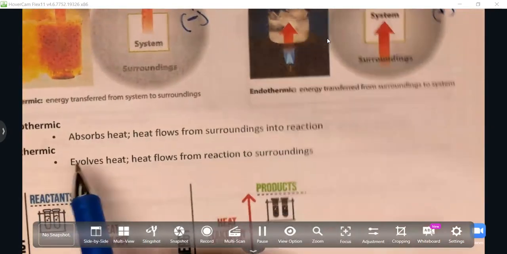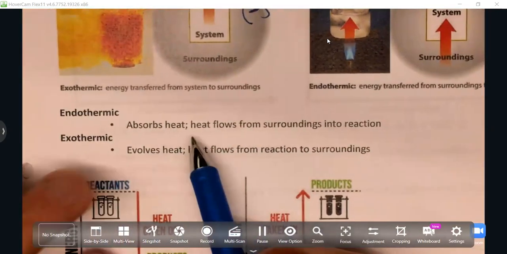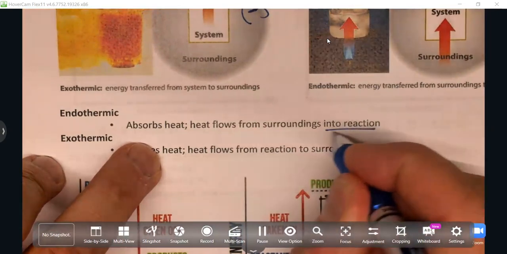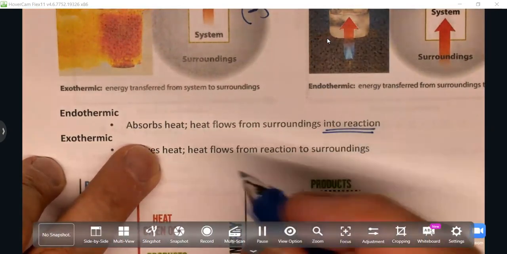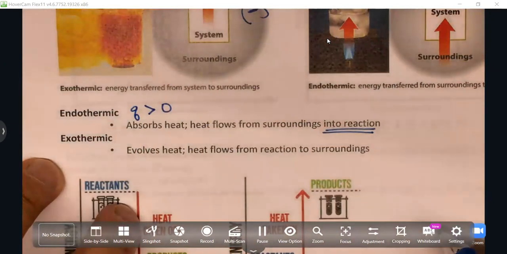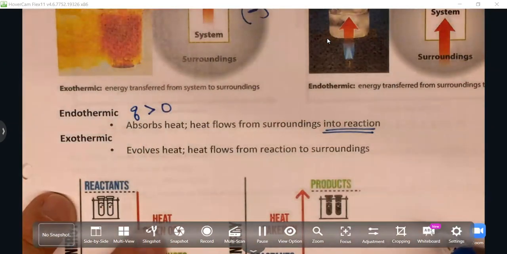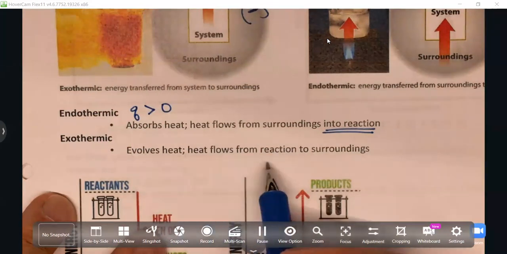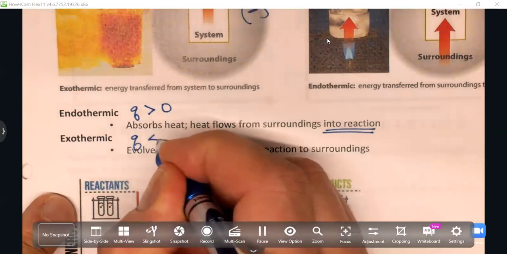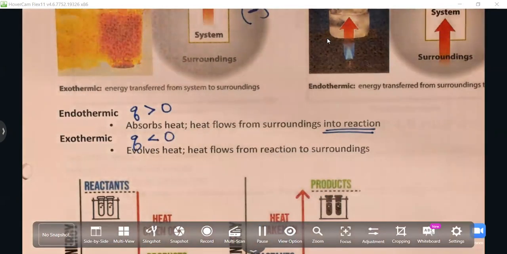So summary again, endothermic, it absorbs heat. Heat flows from surroundings into the reaction. We need to add extra heat, and we know Q that we calculate is going to be greater than 0. If it's exothermic, it evolves heat. Heat flows from the reaction to the surroundings, and Q is going to be less than 0.